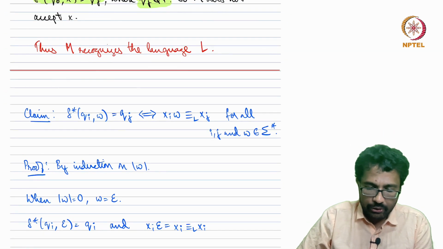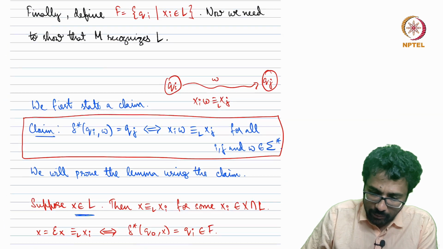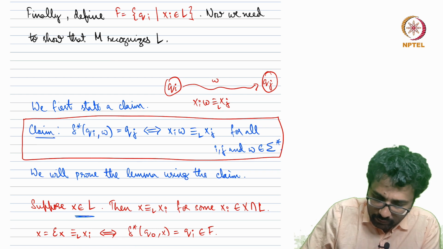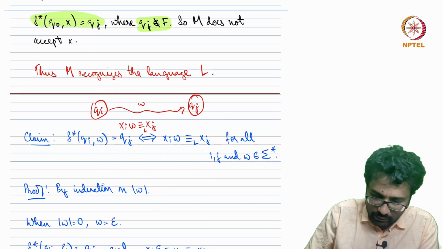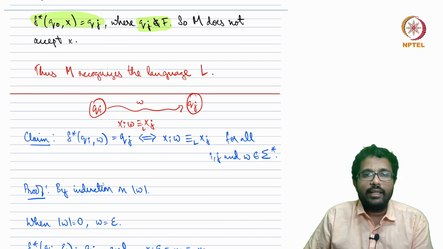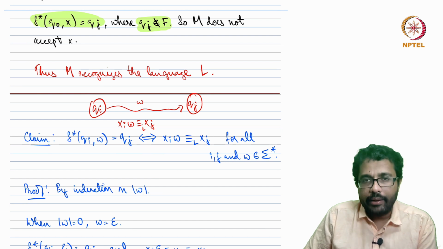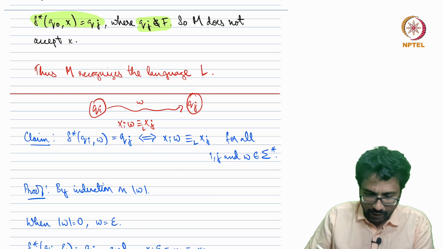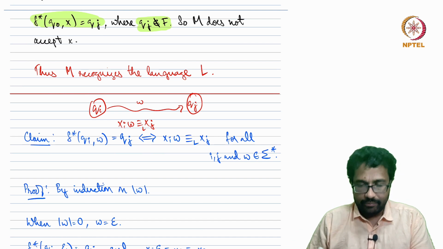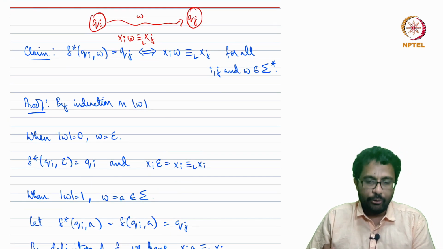And what remains to be shown is the following claim. I'll just copy it from here. The claim is something like this: suppose the string W takes the DFA from Qi to Qj, then XiW is equivalent to Xj. And vice versa. If XiW is equivalent to Xj, then W takes the DFA from Qi to Qj. And this is fairly straightforward. This is done by induction on the length of W.